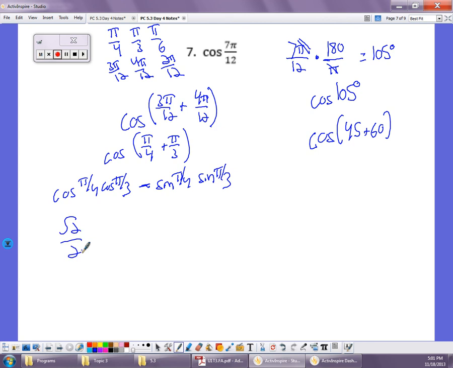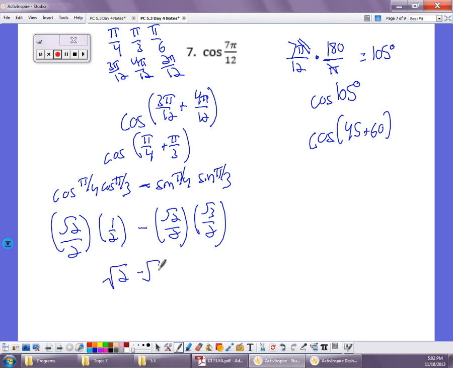So you get root 2 over 2 times 1/2 minus root 2 over 2 times root 3 over 2. And again, you'll see a nice answer, root 2 minus root 6 over 4.